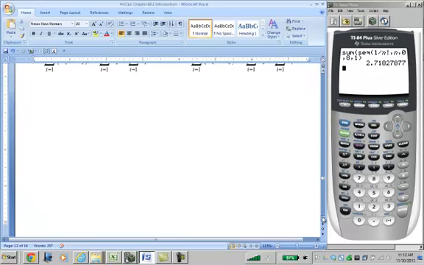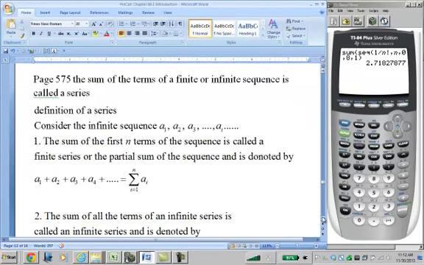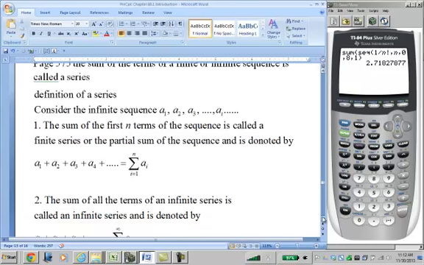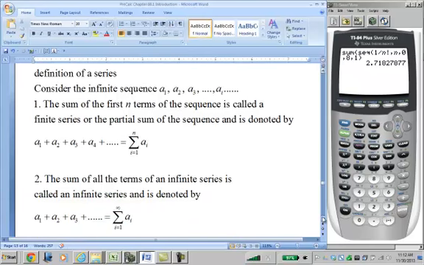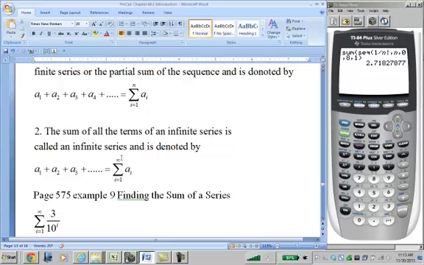The sum of the terms of a finite or infinite series is called a series. Definition of a series: consider the infinite sequence a sub 1, a sub 2, a sub 3. The sum of the first n terms of a sequence is called a finite series, or the partial sum, and is denoted by S sub n. So here's the infinite series.